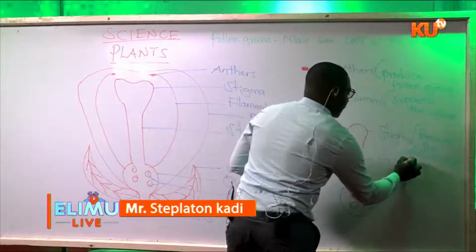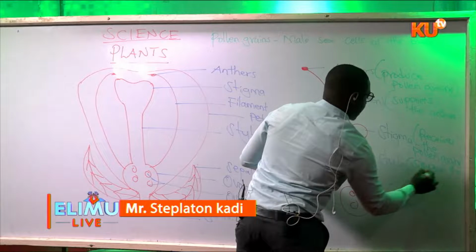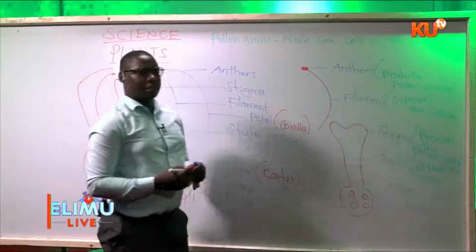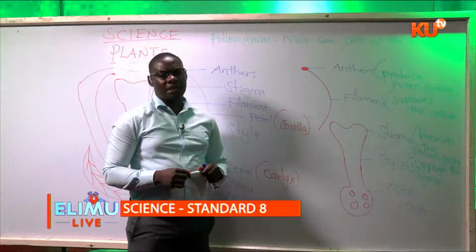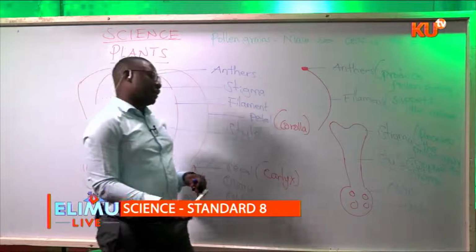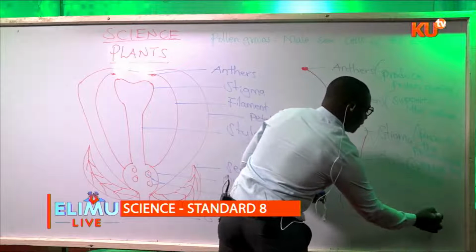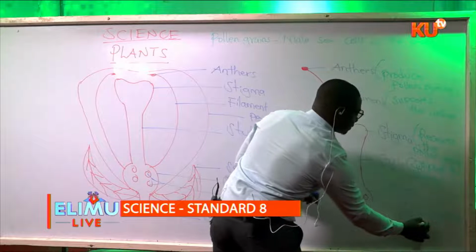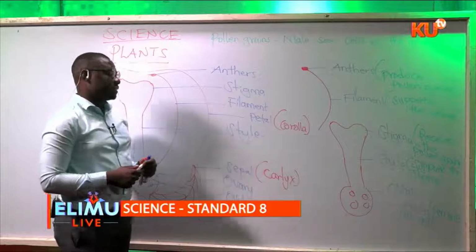Style, it supports the stigma. The function of the style is to support the stigma. In male parts, the filament was supporting the anthers. But when we come to the female parts, the style will now support the stigma. Now, the ovules form the female sex cells. The ovules represent the female sex cells.